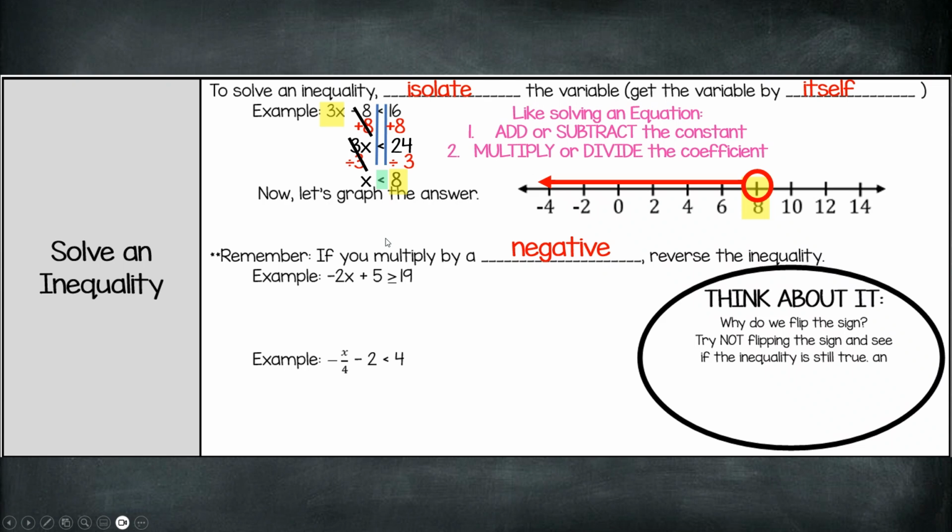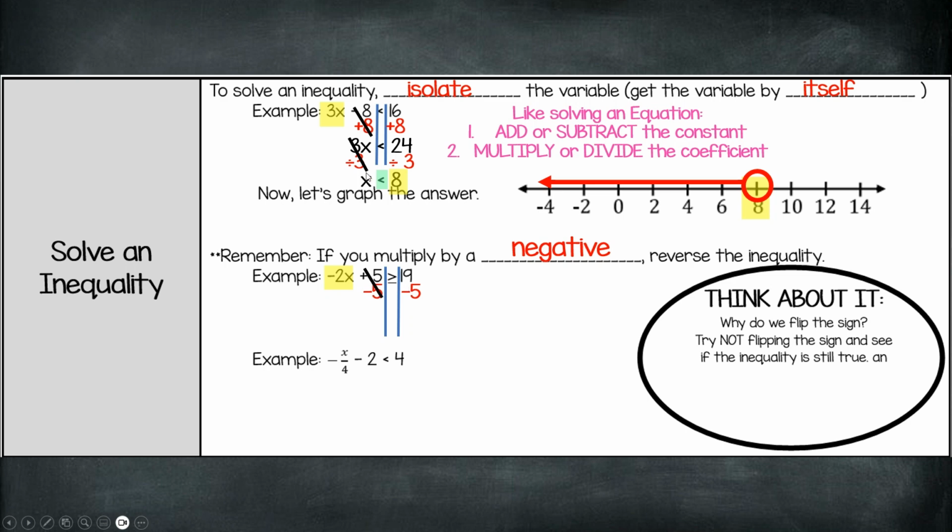So there is one thing to remember. If you multiply or divide by a negative number, we do need to reverse the inequality. So what does it mean to reverse the inequality? Let's see what happens. So we have negative 2x plus 5 is greater than or equal to 19.